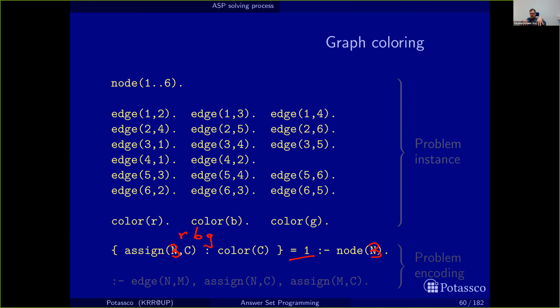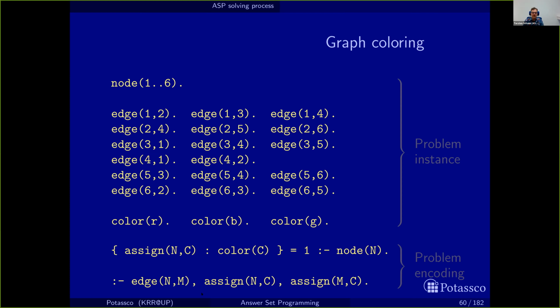Okay. Now, if we just take this encoding and throw it to the ASP system, we'll get a lot of colorings. For instance, also the colorings where everything is painted in red or in blue. So we have now to add the second constraint that says whenever you have 2 nodes, they must not be colored with the same color. This constraint is an integrity constraint.